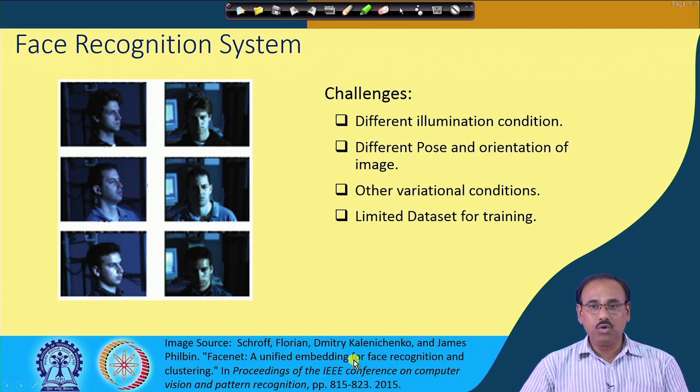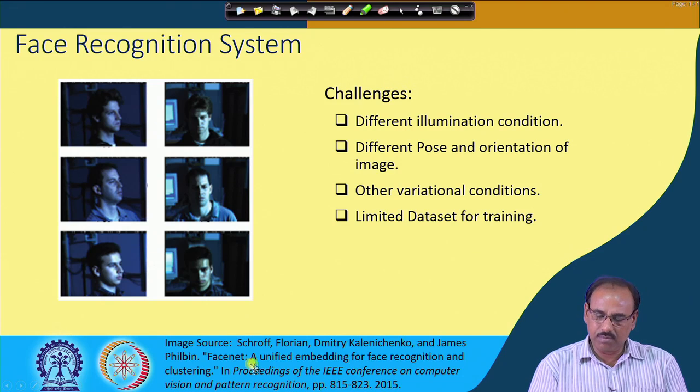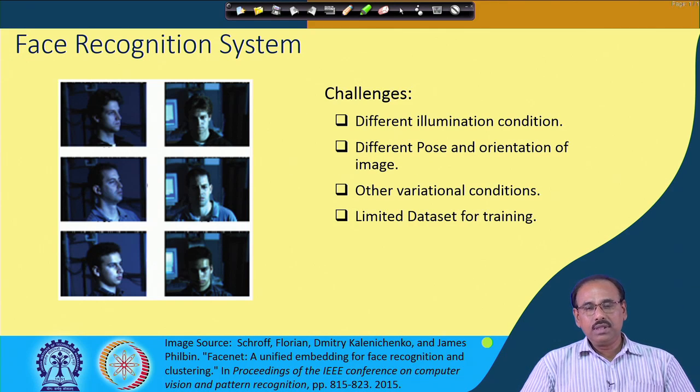However, though it is very important, the face recognition task is not very simple. In fact, there are many challenges. Some of the challenges are as given in these photographs. You find that all these face images are photographs of the same person. Of course, these photographs are taken from this particular paper, which is cited at the bottom. Though these face images are of the same person, it is very difficult to match that they are face images of the same person.